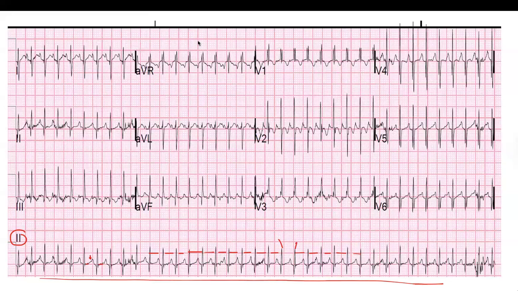So in SVT, the main finding is that the heart rate will be really high. So the heart rate will be elevated. Then absent P wave, so we don't see any P wave in here. Then narrow QRS complex. ST is normal. T wave is normal. And the QT interval will be normal as well.